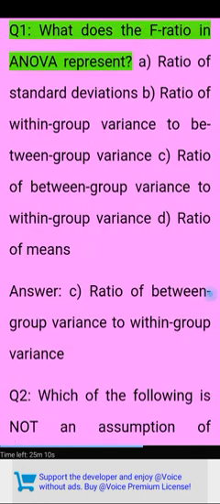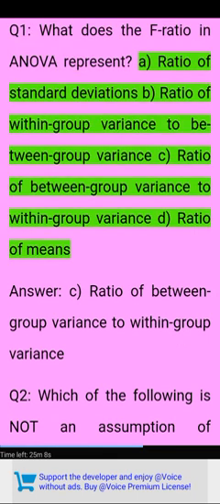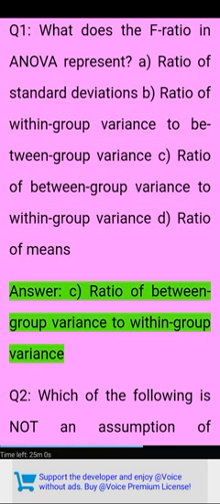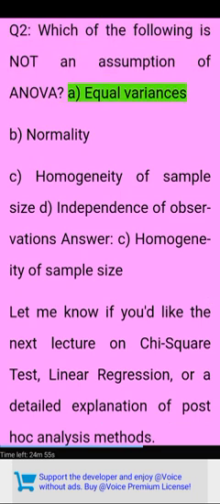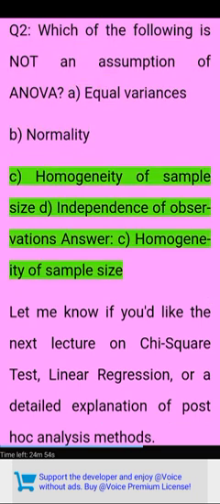Practice MCQs. Q1. What does the F ratio in ANOVA represent? A. Ratio of standard deviations. B. Ratio of within-group variance to between-group variance. C. Ratio of between-group variance to within-group variance. D. Ratio of means. Answer: C. Ratio of between-group variance to within-group variance. Q2. Which of the following is not an assumption of ANOVA? A. Equal variances. B. Normality. C. Homogeneity of sample size. D. Independence of observations. Answer: C. Homogeneity of sample size.